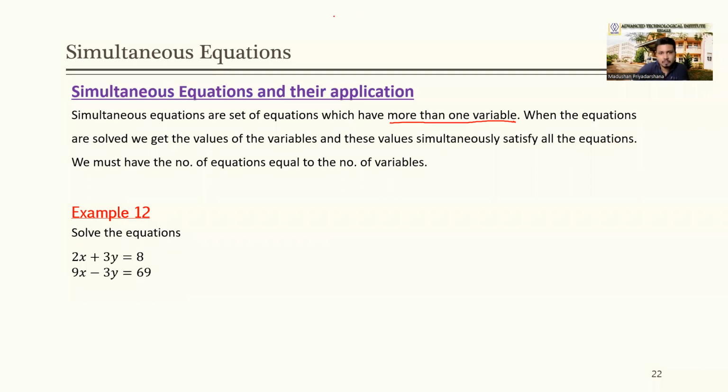See here for an example. If I write something like this, 3x plus 2x minus 7 equals 9x. Is this a simultaneous equation? Can we identify this as a simultaneous equation here?